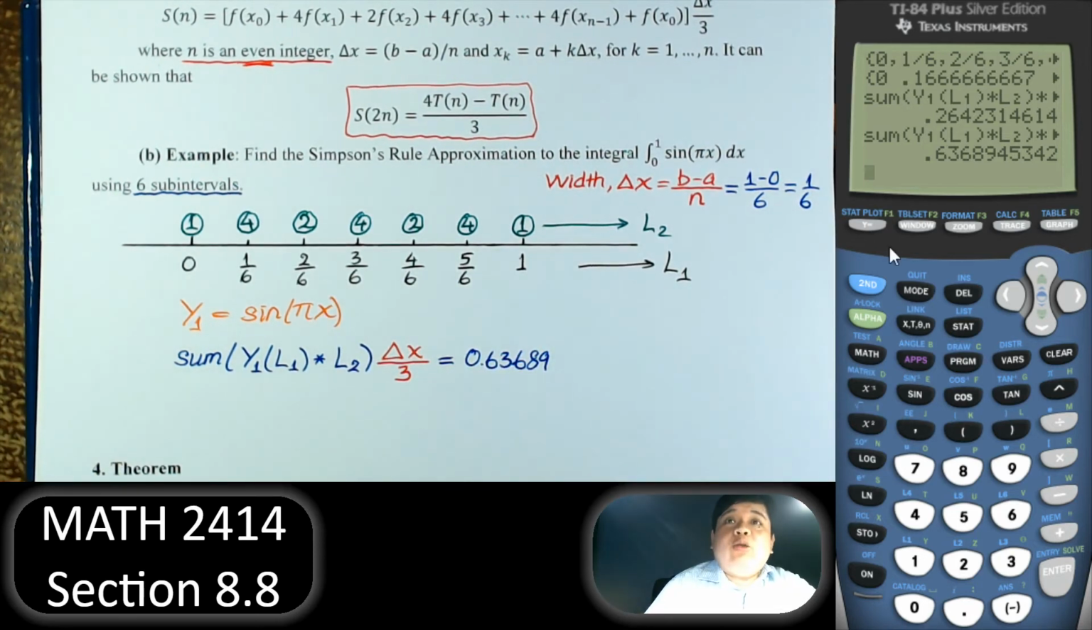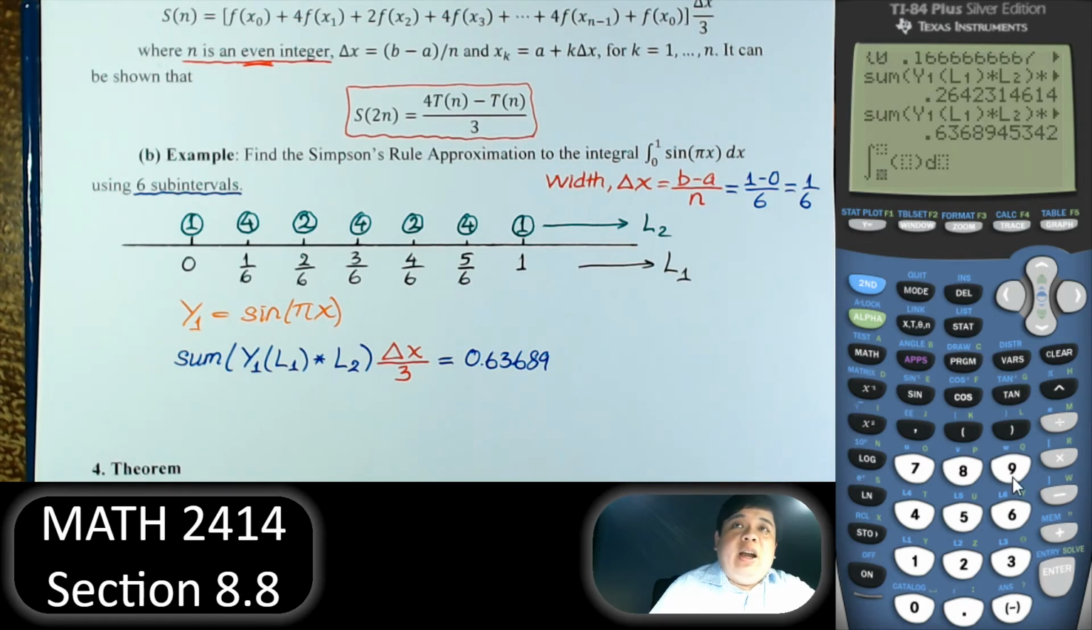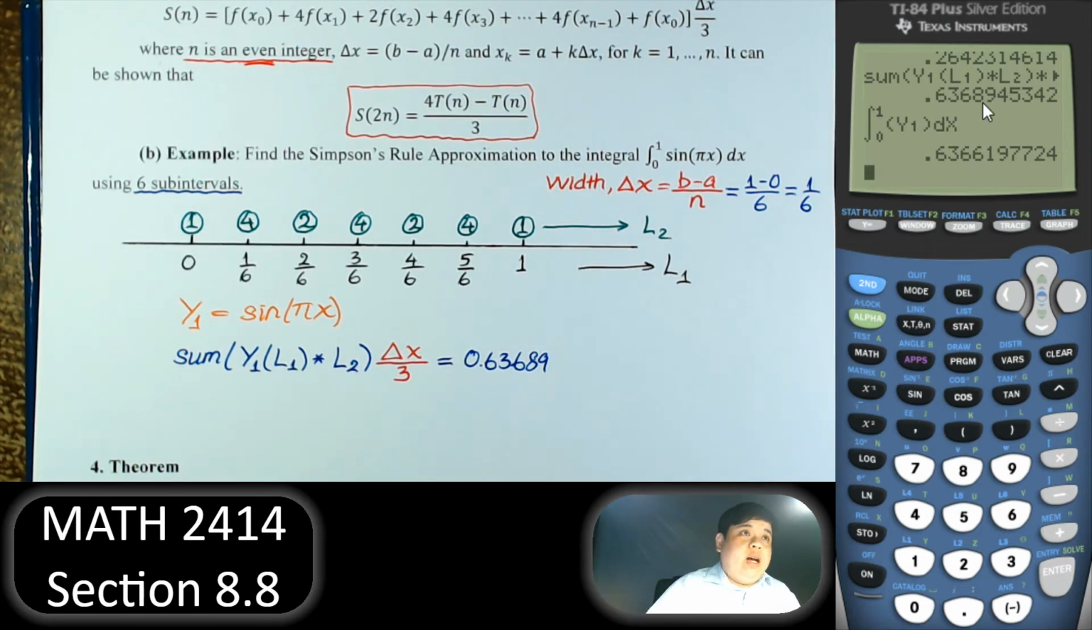Right. Let's actually find the actual values and see what happened. Math, option number 9. Let's go from 0 to 1. And the nice thing about this is we enter the function here already. Just hit 1. That will be good enough. As you see, this is a very good approximation. Right, so that is the Simpson's rule method.